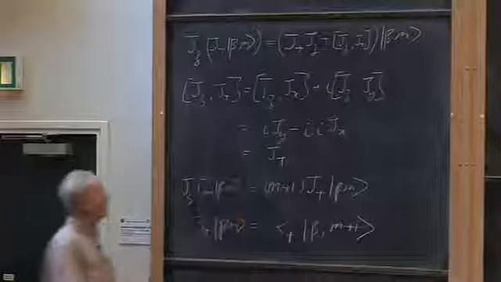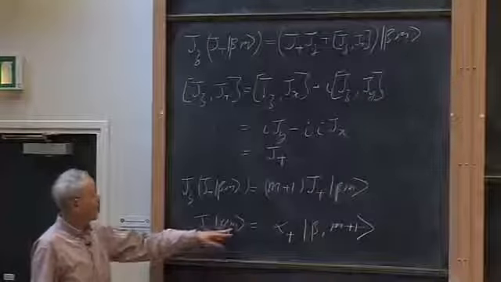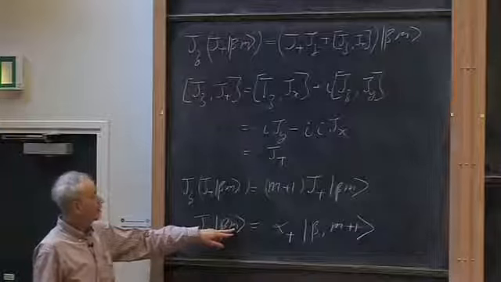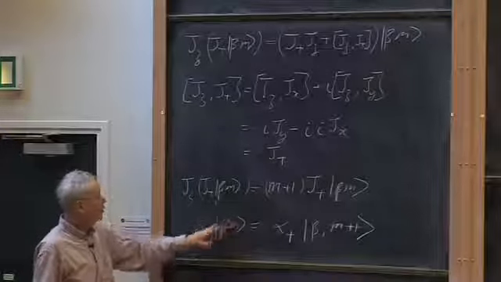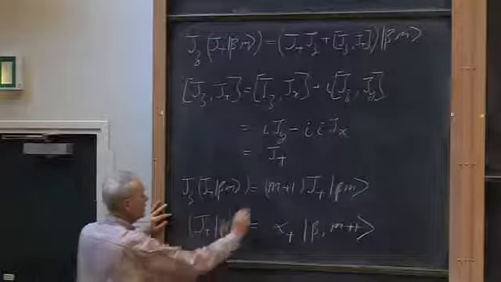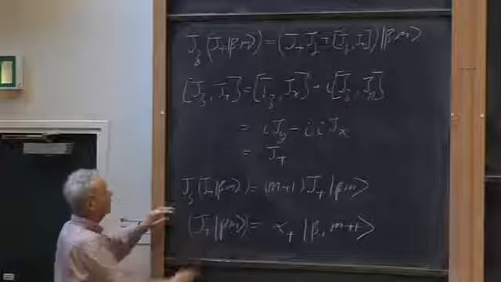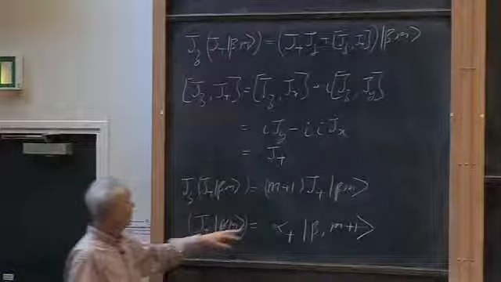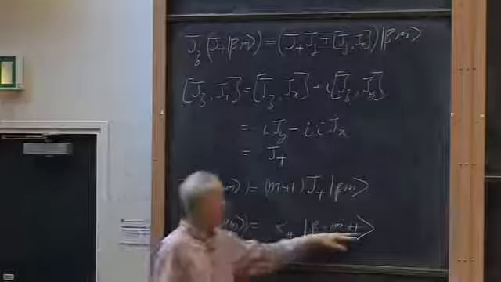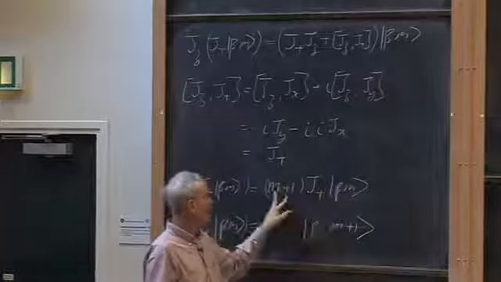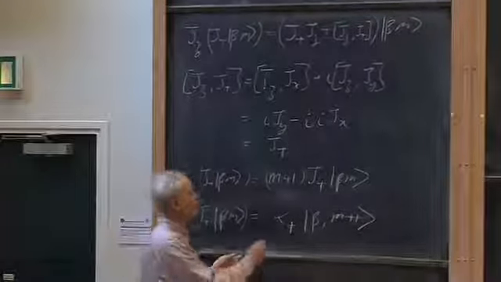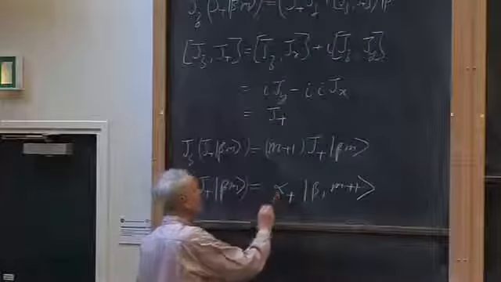Okay, so the point is that what goes in here is the eigenvalue of this thing with respect to jz. This shows that it is an eigenket of this operator with this eigenvalue, m plus 1. So that's what should go in there. And this alpha plus is some normalizing constant.